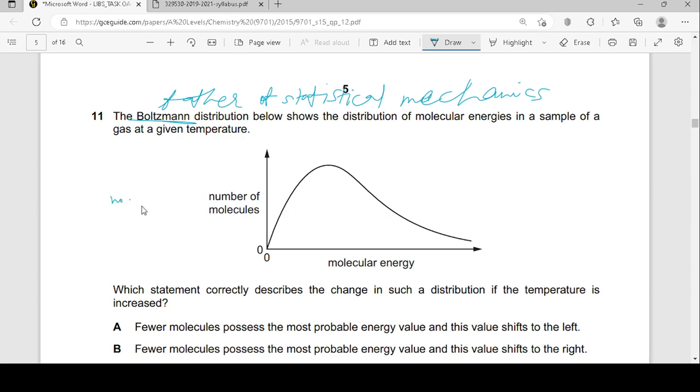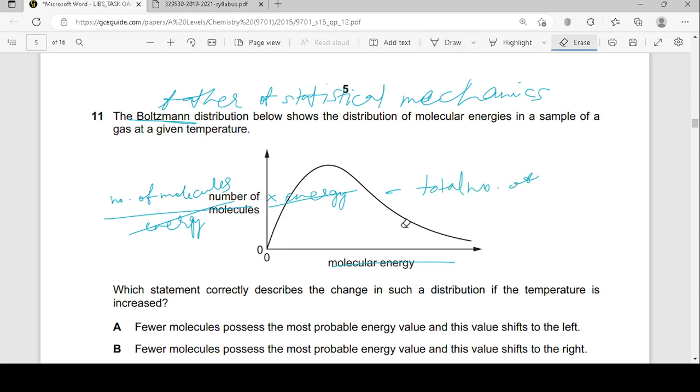Anyways, the point is that they label this as number of molecules, but it's actually the number of molecules having a certain energy, right? Not a total number of molecules, but these number of molecules are at this energy. Number of molecules divided by energy is my point. And this is molecular energy, right? So if you multiply the y-axis times the x-axis, then the area under the curve basically becomes the total number of molecules, okay?